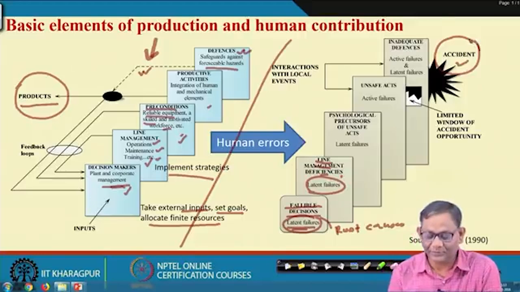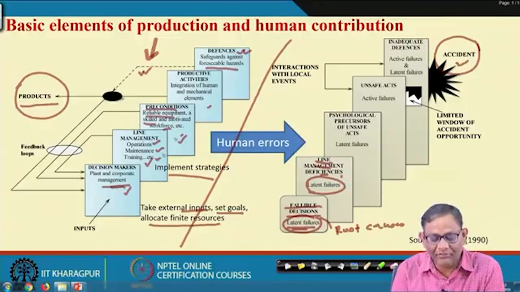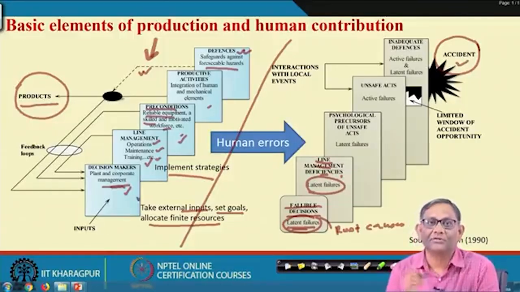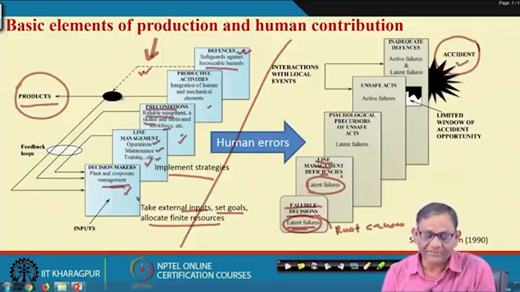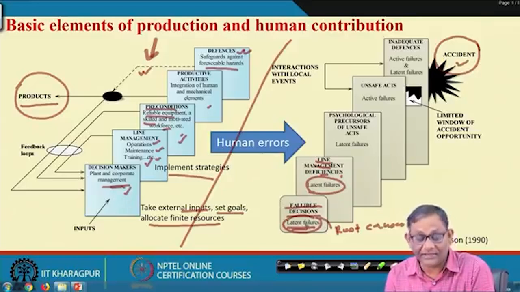So, from the accident point of view, everywhere there will be human beings involved, either at the decision making level, the line management level, or the workers level. So there is a possibility of human errors. When the error is from the decision maker level, it is a latent failure. From the line management level, it is also a latent failure.